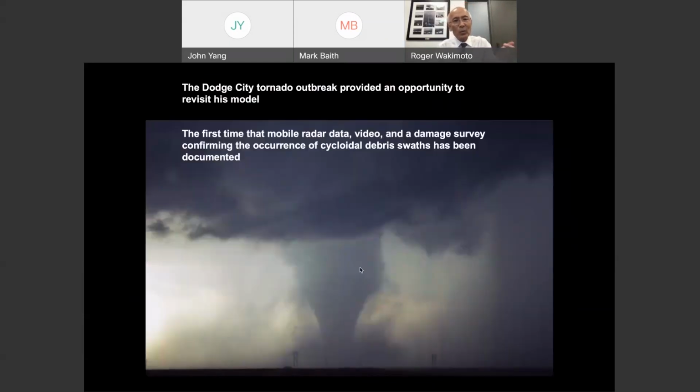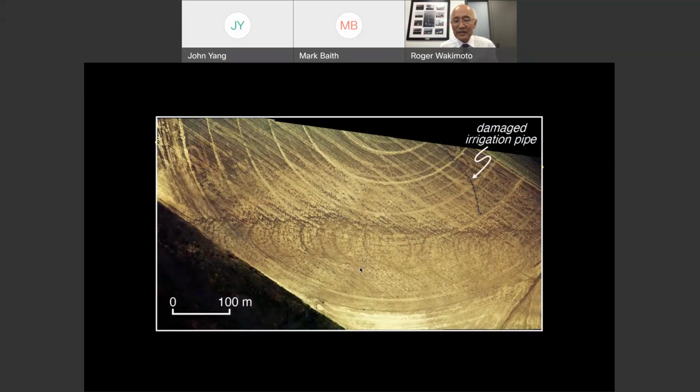So this is tornado number 1. And this is the one that I want to revisit, these swath marks. Turns out this is the first time mobile radar data, video, and a damage survey confirming the existence of these debris swaths have ever been collected simultaneously, as amazing as that may seem. And this tornado essentially went through dirt field after dirt field after dirt field. Here's one example. I think you see the cycloidal swaths.